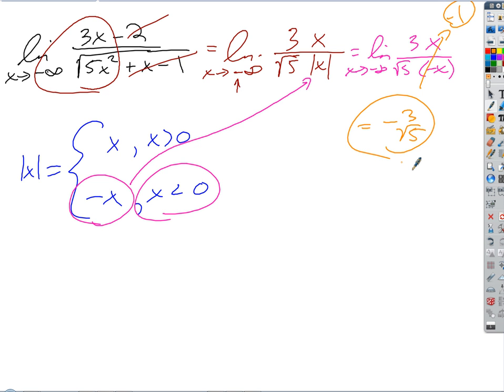Do you want us to rationalize? Yeah, I mean, probably the question will tell you to rationalize, or simplify it if you need to. Probably it's not a bad idea to rationalize.